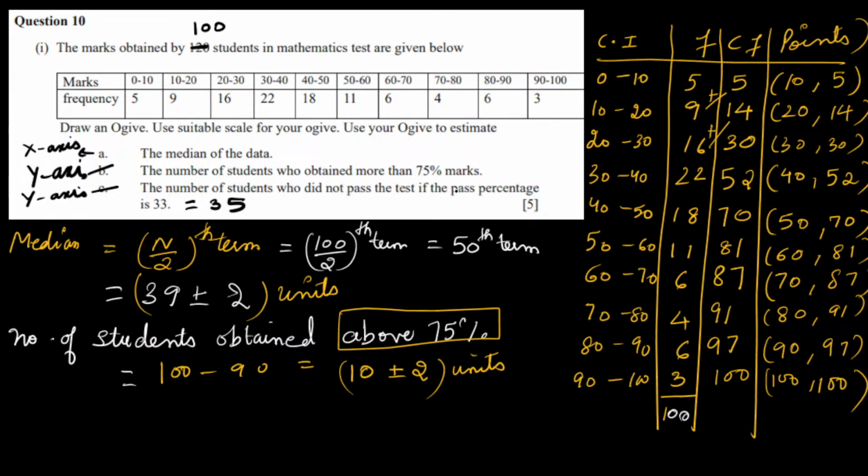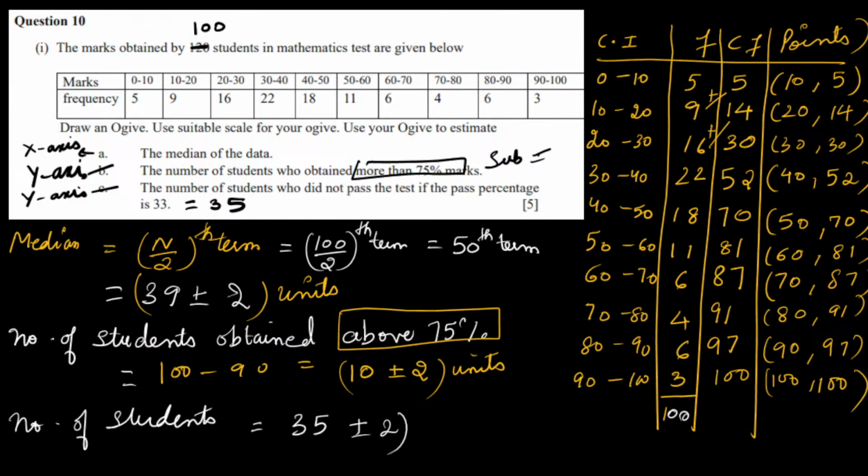Because here it is not mentioned anything like above. Whenever above or more than is mentioned, then only we have to do subtraction, or else we write the same point. So I am getting 35. Number of students who didn't pass, if the pass percentage is 33, you can write the full sentence. So this is equal to 35. I hope you all are getting 35. Here also plus minus 2 units I'll write, so this is acceptable. Mostly I believe we are getting 35 only.